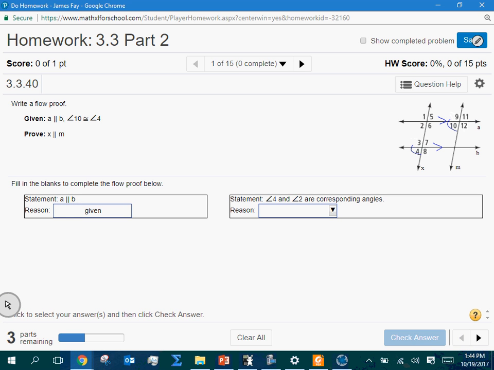Okay. So given. Now if we look over here, angle 4 and angle 2 are corresponding angles. Well, if I look at my picture, would you guys agree that 4 and 2 are corresponding? In regards to the lines A and B, right? So that's something you can gain from a picture. Finding alternate interior, alternate exterior, same side interior, corresponding angles. Usually you can gain that from a picture.